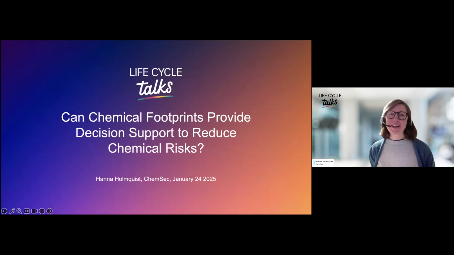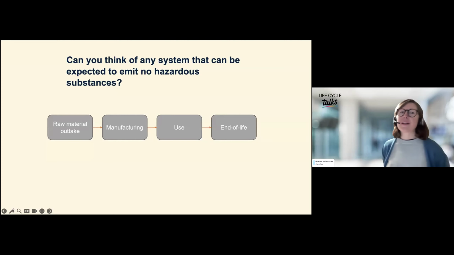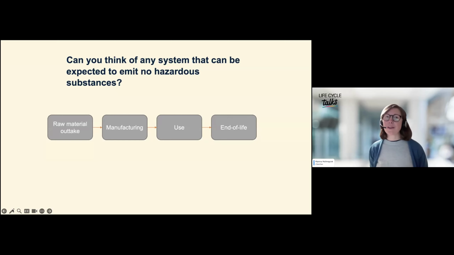So I will talk today with a focus around this question. Can chemical footprints provide decision support to reduce chemical risks? And I would like to start with a question to everybody in the audience. If you can think of any system that can be expected to emit no hazardous substances, with a focus then on the toxicity related hazards.